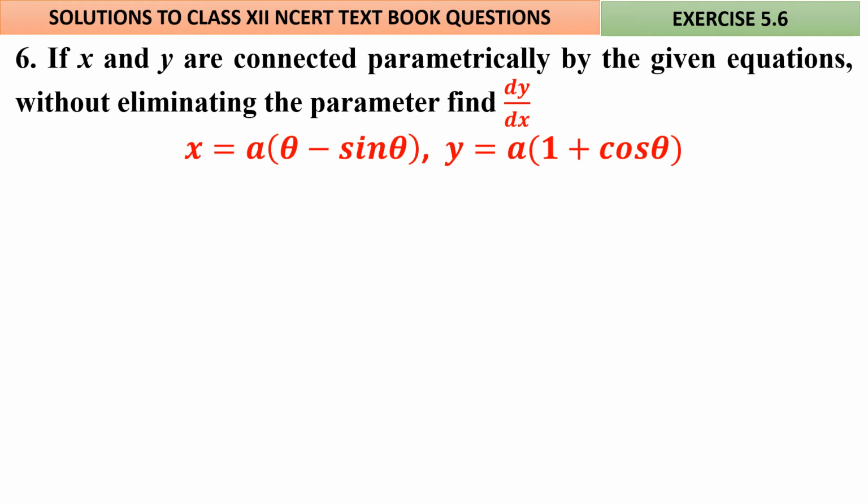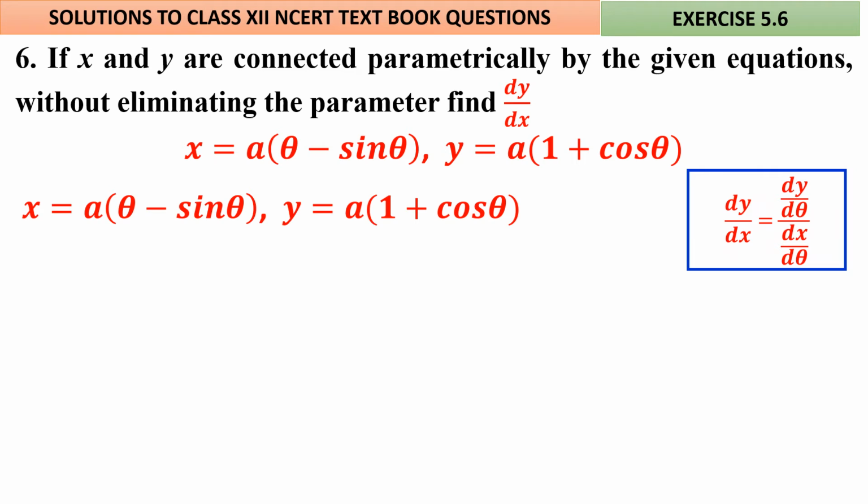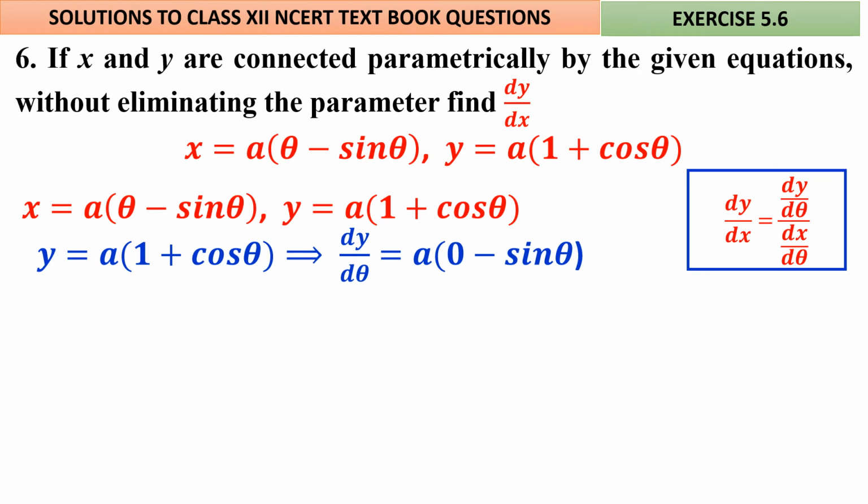Question number 6. x and y are connected by the equations x is equal to a into theta minus sin theta, y is equal to a into 1 plus cos theta. As usual, dy by dx is dy by d theta upon dx by d theta. y is equal to a into 1 plus cos theta.